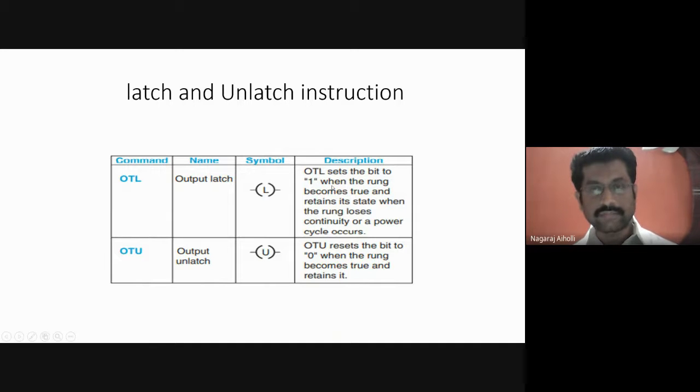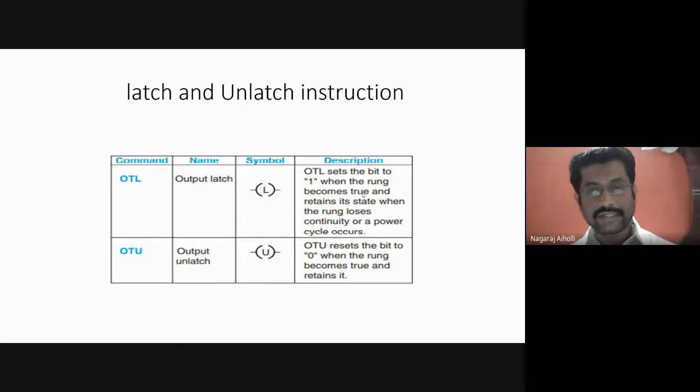OTL sets the bit to 1. This is for the latching condition, for the latching relay. The instruction used is OTL, output latch. The function of this output latch instruction is that OTL sets the bit to 1 when the rung becomes true. If the rung becomes true, then this OTL instruction will set the bit. That means in memory, it will store the bit as 1 permanently until it is unlatched.